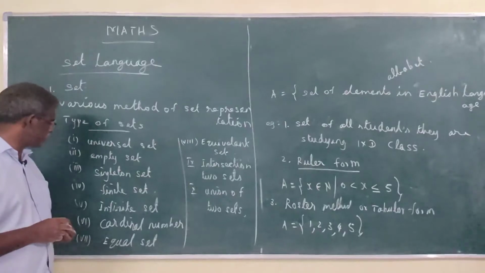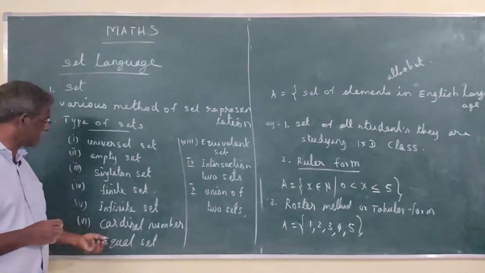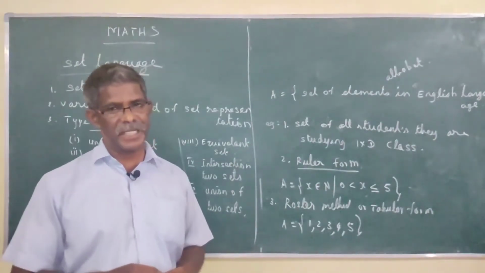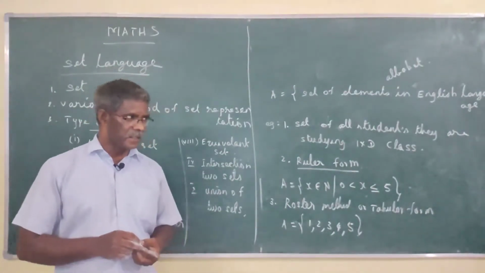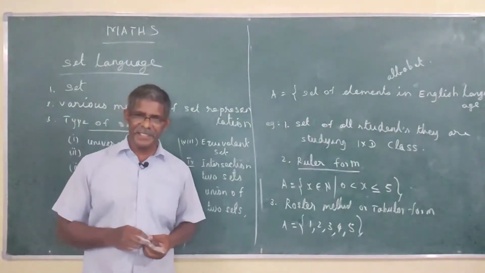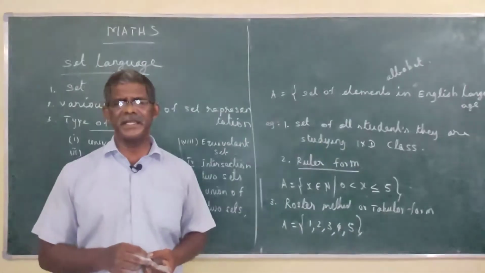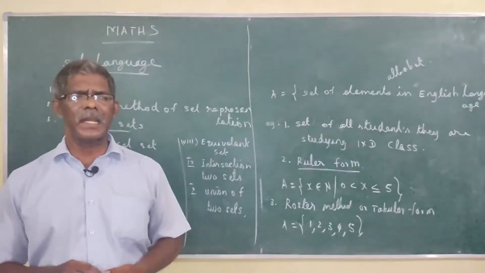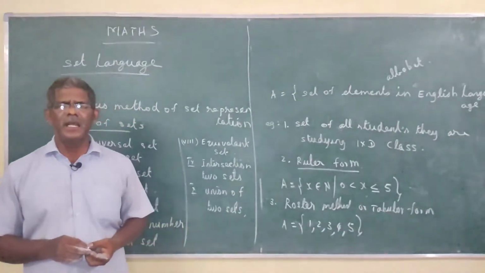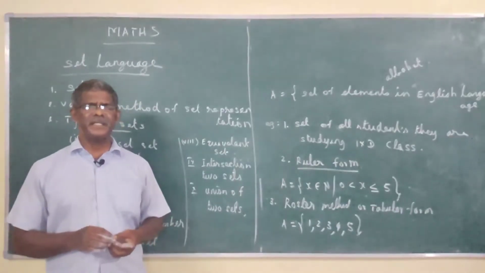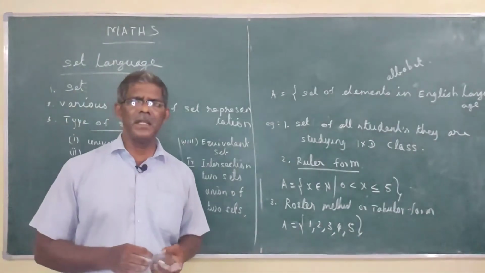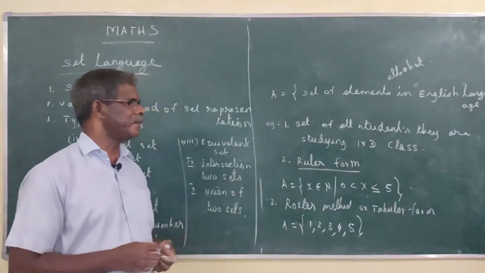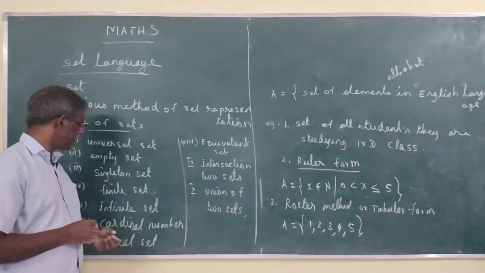Now I am going to take the topic of the equal set. You know the word meaning of equal. What is the meaning of equal? Equal means two sets contain the same number of elements and the elements are the same. If two sets have equal elements, that set is called an equal set. So the number of elements is also equal, and they have the same elements also. So those sets are called equal sets.